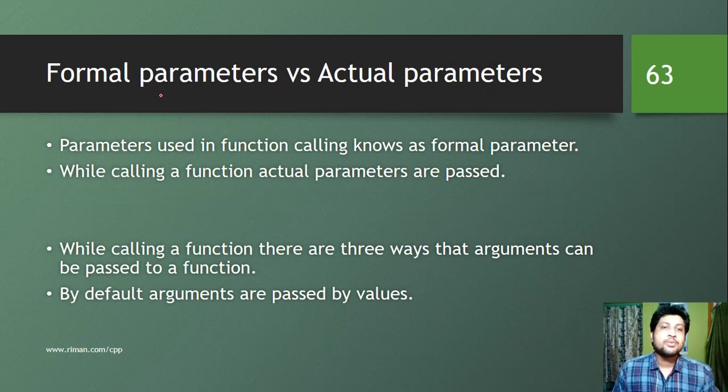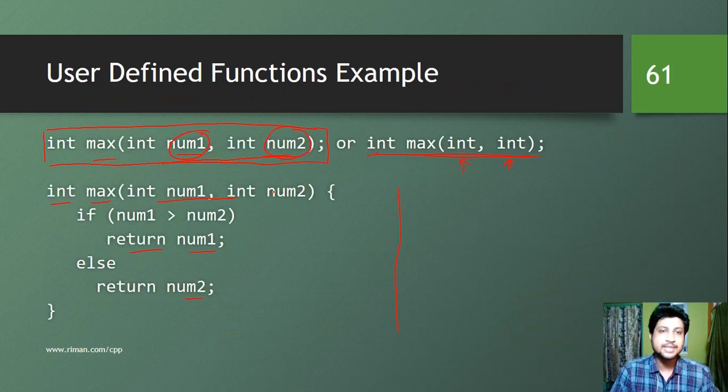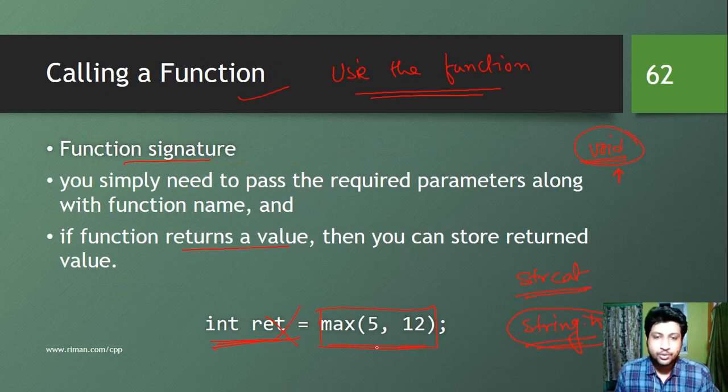Now let's talk about formal parameters and actual parameters. Formal parameters are those parameters that are used at the time of declaring or defining the function, whereas actual parameters are the parameters that are passed as arguments while calling the function, or used in the function signature. So in the previous example, number one and number two are the formal parameters, and 5 and 12 are the actual parameters.